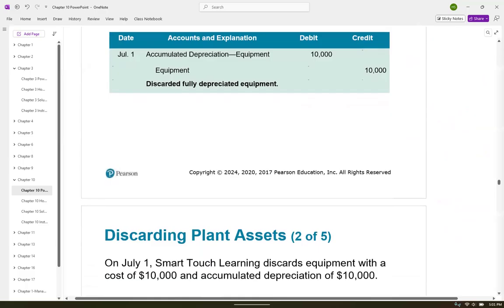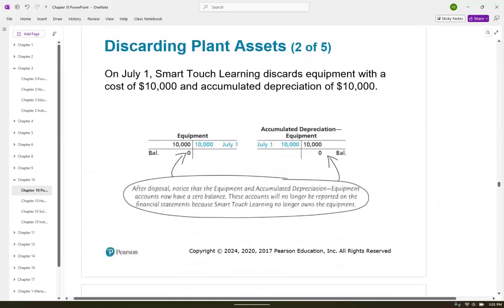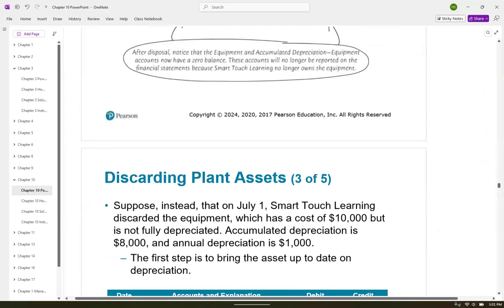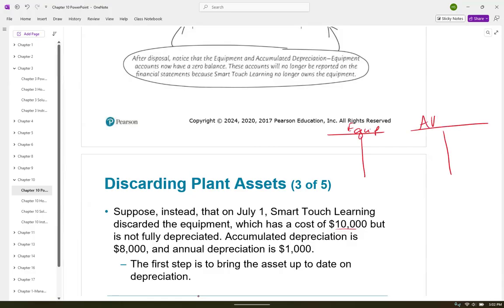So let's try another one. And they give us the nice little T accounts. I think that might be better than mine. So then the next one, we're going to suppose instead that on July 1st, Smart Touch Learning discarded the equipment, which had a cost of 10,000 and is not fully depreciated. So there is an accumulated depreciation of 8,000. When you get one like this, I would draw these T accounts out because it's going to help you make the journal entries.